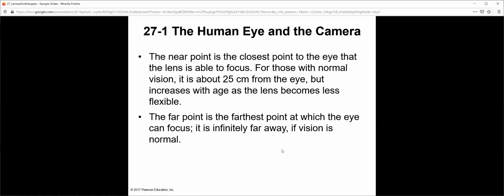The near point, let's talk about what a near point is. The near point is the closest point to the eye that the lens is able to focus. With normal vision, it's about 25 or so centimeters from the eye, but increases with age as the lenses become less flexible. So losing eyesight is losing your near point. The far point is the furthest point at which the eye can focus. It is infinitely far away, and that makes your vision normal. So if you can focus on something really, really far away, you have quality vision. If you have issues with that, then you usually have problems with the lenses contorting the way they should, and you have worse vision.